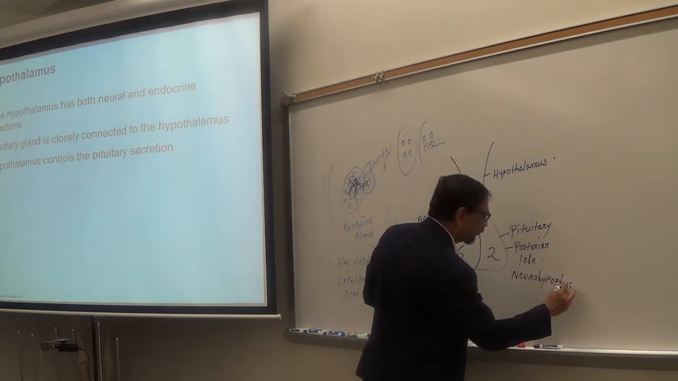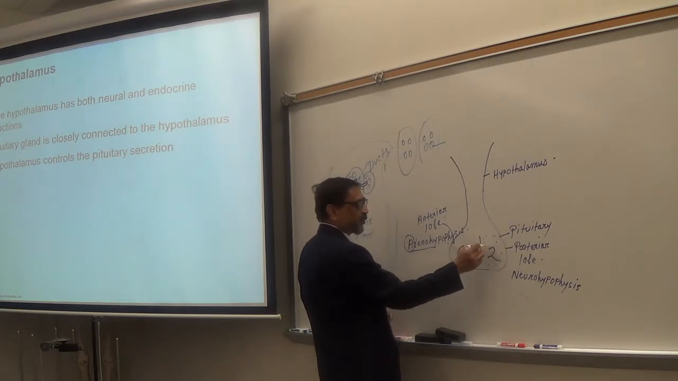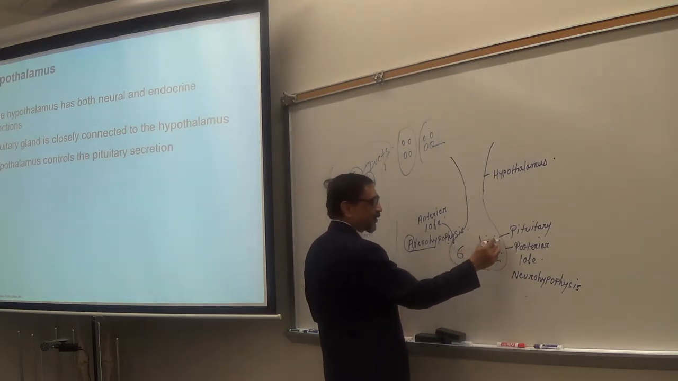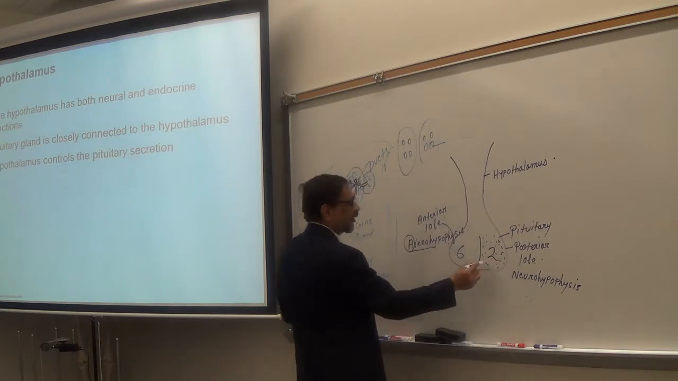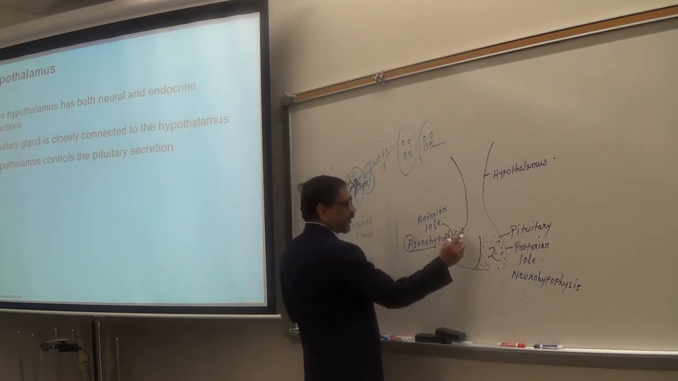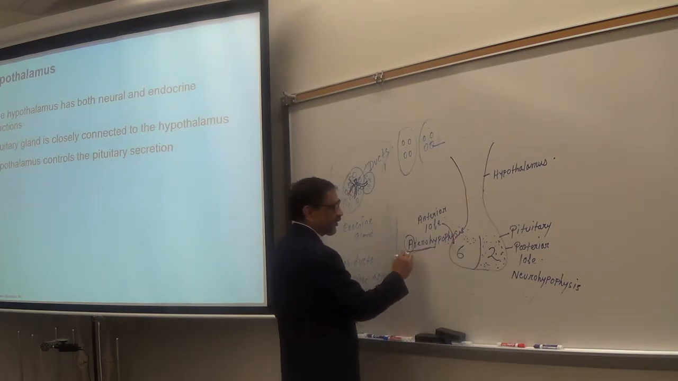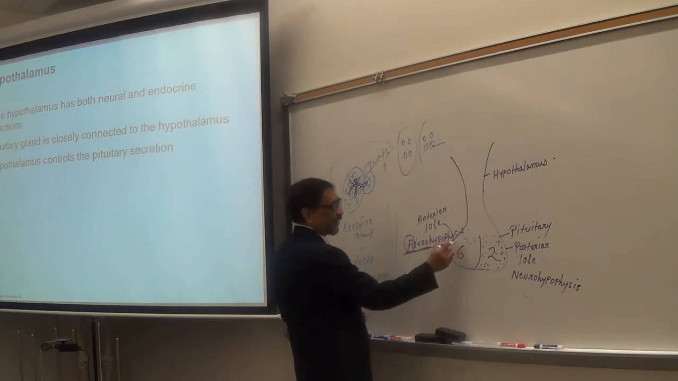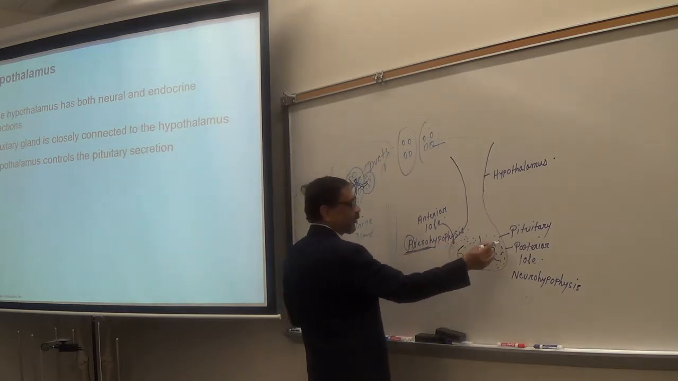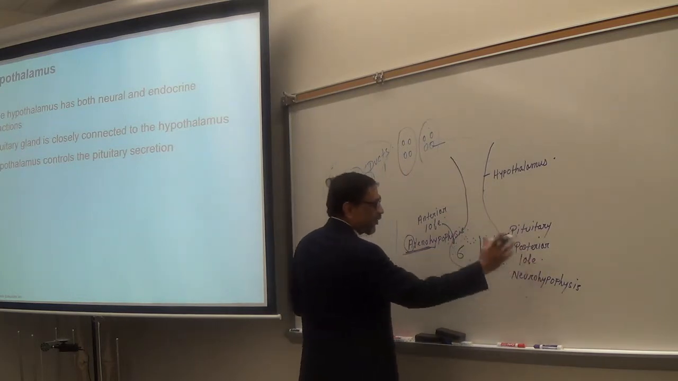neurohypophysis, because this structure, the posterior pituitary, is a neural structure. Many neuron-like cells are here. Okay? And in the anterior pituitary, these cells are gland-like cells. Adeno means gland. So these cells are gland-like cells. These are neuron-like cells. So adenohypophysis, neurohypophysis.